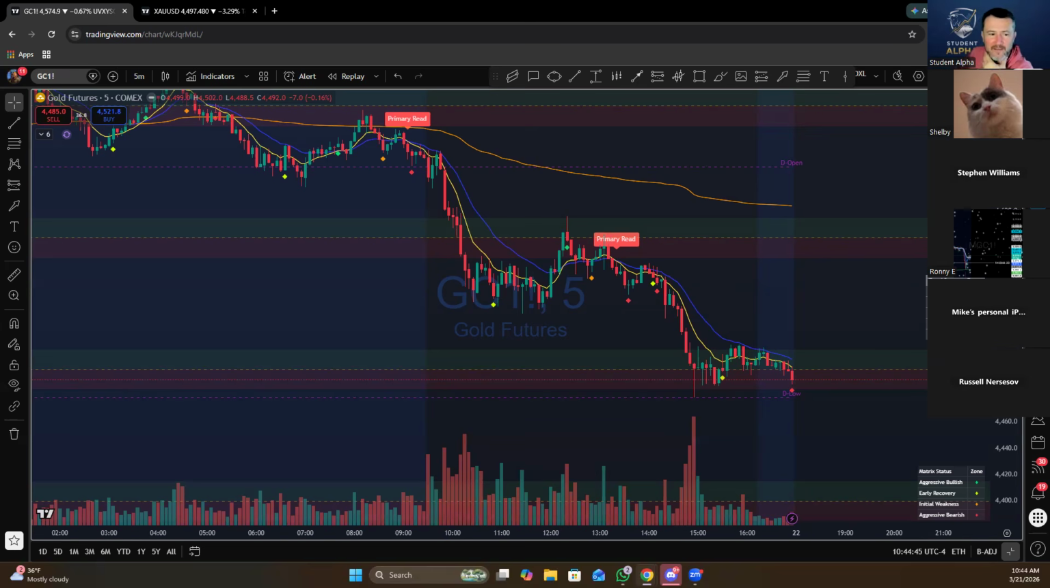We can only trade what the market gives us. If the market's giving us $1 per read, we'll take $1. If the market's giving us 7 cents, we'll take 7 cents, right?